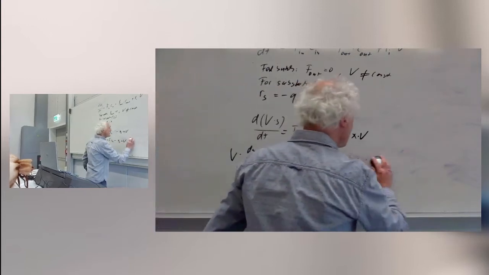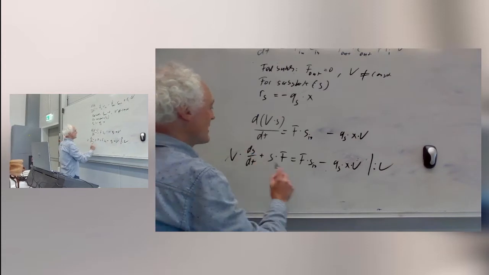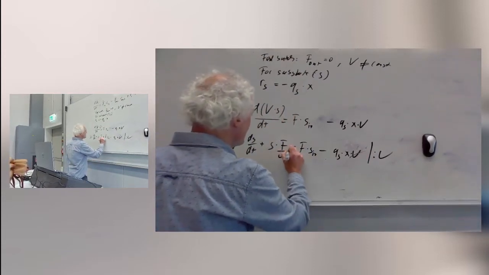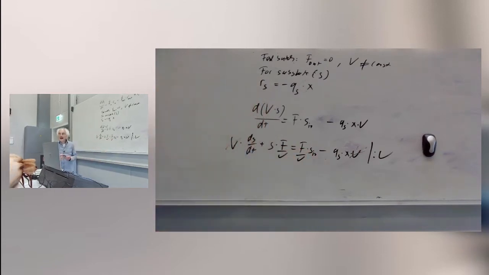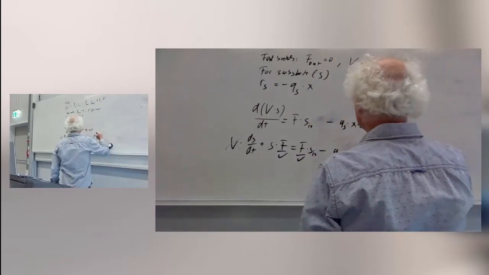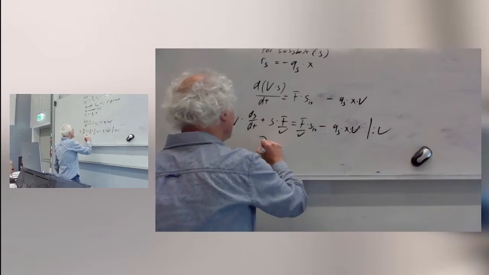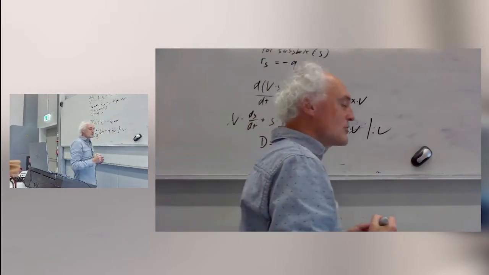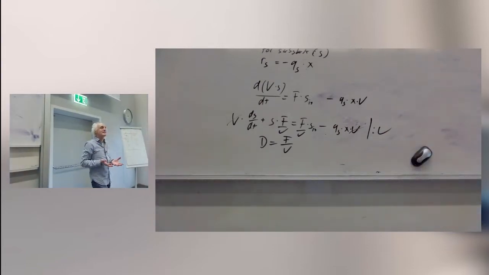Now, if I divide here by V, I can kick out my V here, and then I end up with F divided by V, and now I come to my dilution rate. Now I just define D is equal to F divided by V. So this is my dilution rate, and this of course makes sense.